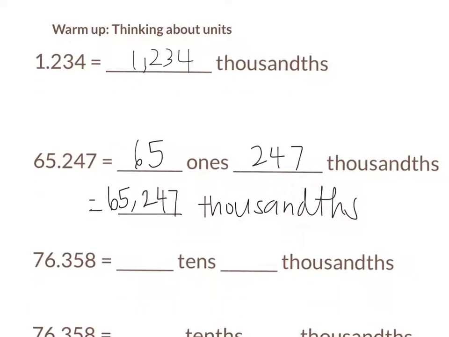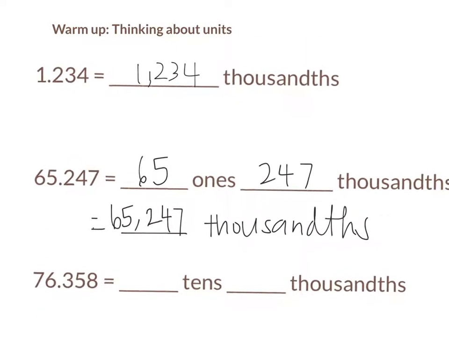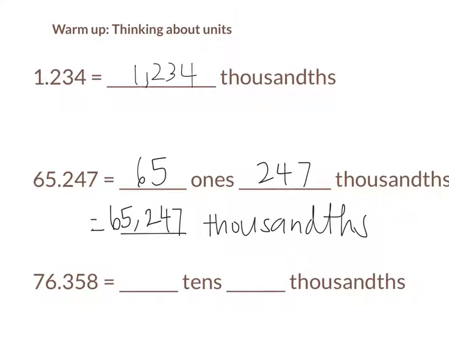Let's continue looking. What if I had 76.358? How many tens is that? How many tens do I have there, Marvin? 7 tens. And how many thousandths do I have if I take out the 7 tens? Rohan? 6,358. Very good.